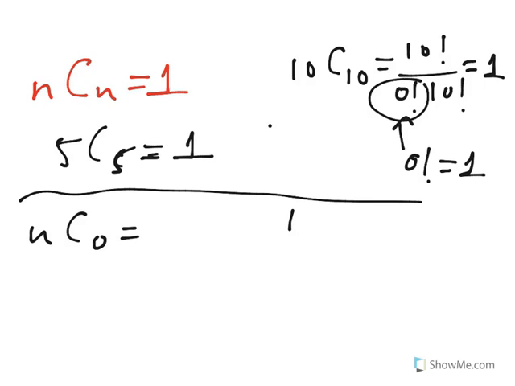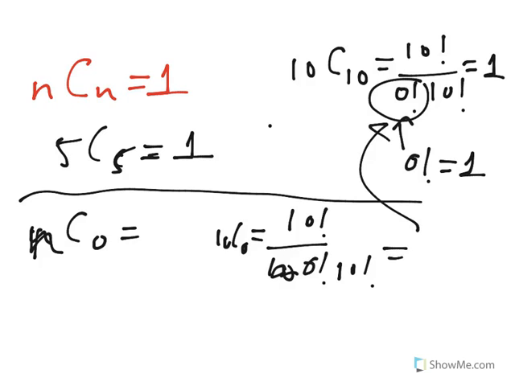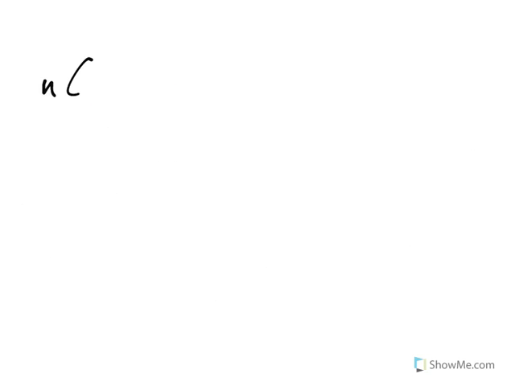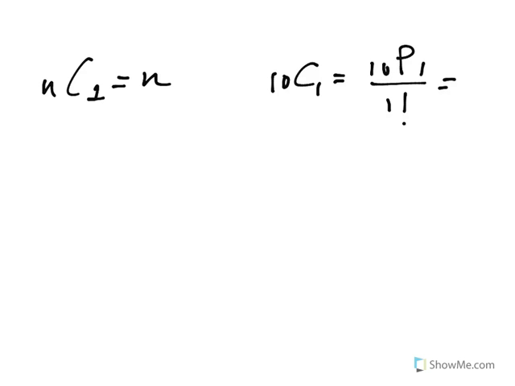nC0, with the formula, I'll use 10C0 to see how it works out. Okay, that becomes the same thing as we just got, so it also becomes 1. And to use the ice cream example, if I want a cup with no flavors, they can give me an empty cup one way, so it's 1 and not 0. Also, anything C1 is just going to be itself. We can see why that is. We could use this formula, 10P1 over 1 factorial, because 10P1 is just 10, and 1 factorial is just 1.